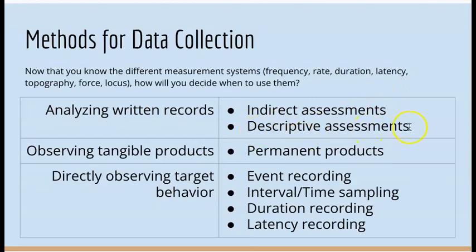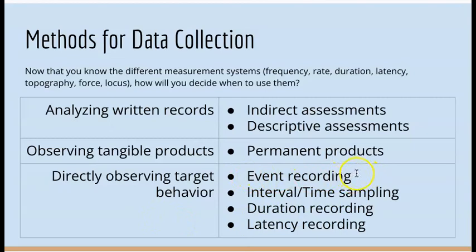You could also use descriptive assessments where you are sitting in the back of the classroom and writing notes on the antecedents and the behavior and the consequences that you observe. So you can analyze that. One method of analyzing your data. You could observe tangible products, permanent products, scoring, spelling tests, math tests, using a rubric to score a writing sample. Then you can have direct observation of target behavior, which would include some of the measurement systems we discussed today.